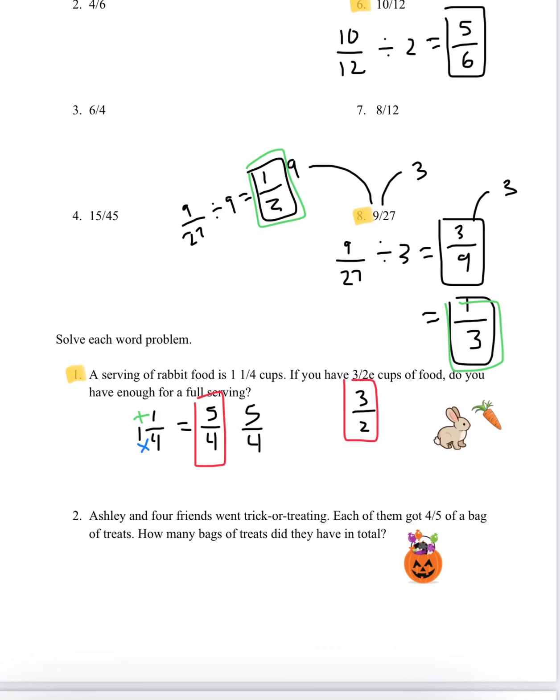But 3 over 2, we have to convert it by multiplying by 2. 3 times 2 is 6, and 2 times 2 is 4. So if we compare these two, clearly 6 is bigger than 5. So if we have 3 over 2 cups of food, do we have enough for a full serving? Since we have 6 over 4, and we only need 5 over 4, and clearly 6 is bigger than 5, our answer is going to be yes, we have enough. And that's our answer.